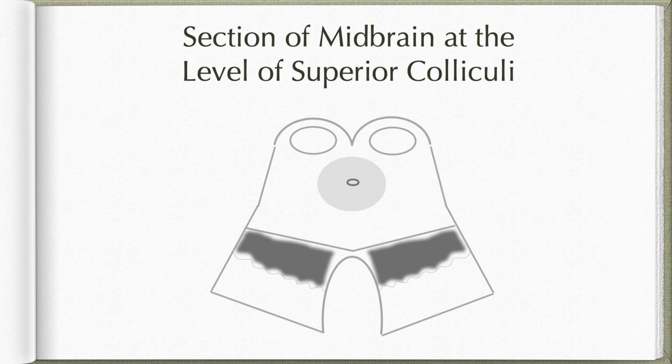Now coming to the section of midbrain at the level of superior colliculi, again note, you are seeing the crus cerebri, you are seeing the substantia nigra, you are seeing the tegmental region and the pretectal region. Of course, the colliculi here will be the superior colliculi, and you are of course seeing the cerebral aqueduct surrounded by periaqueductal gray.